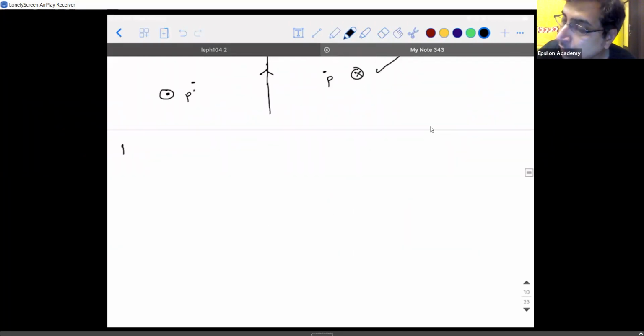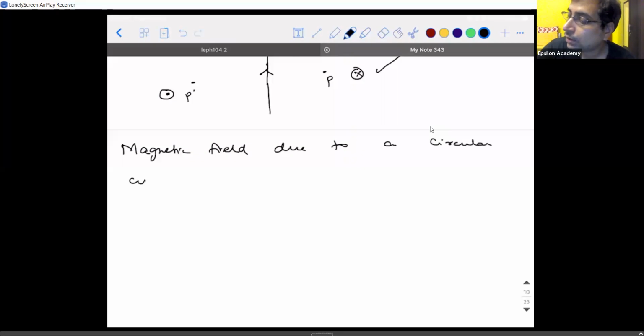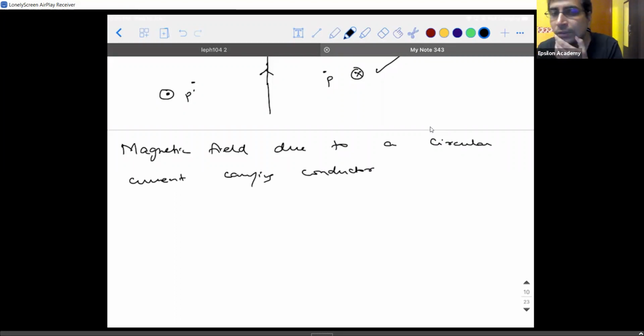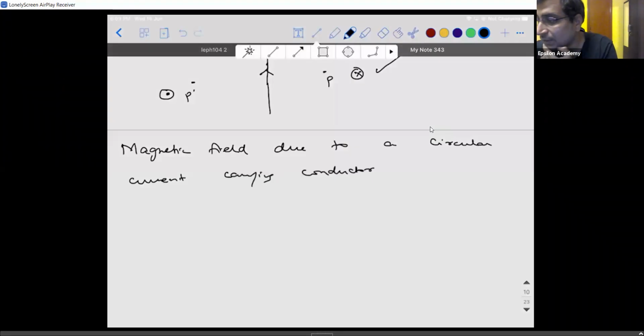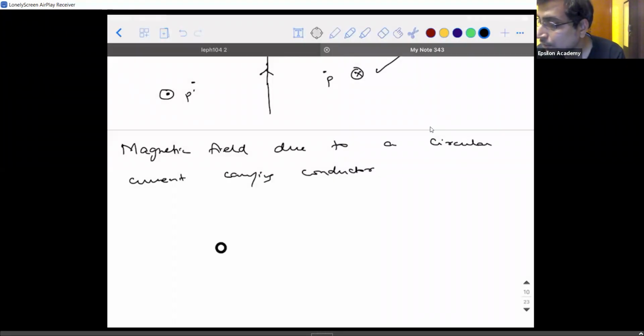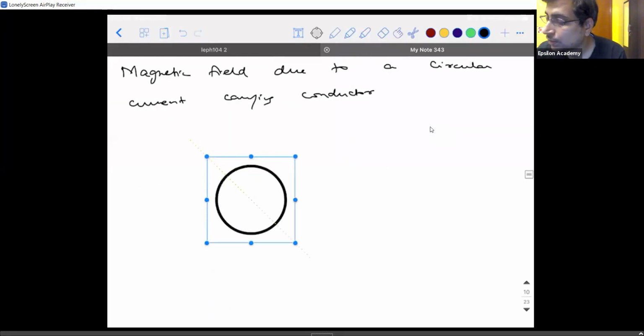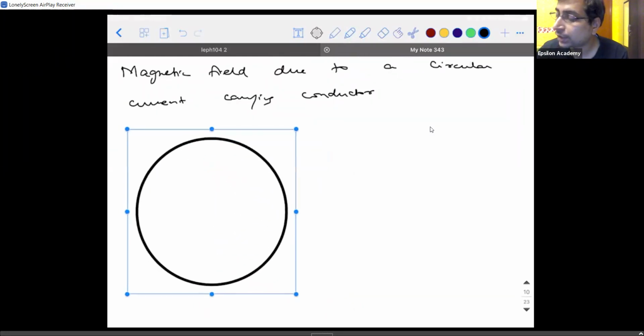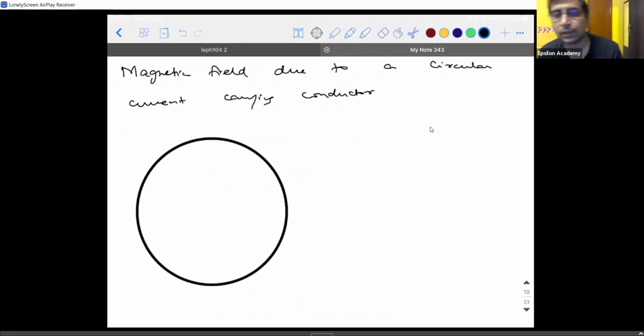Next is magnetic field due to a circular current carrying conductor. Now what happens is you have a circular current carrying conductor, and let's say you have a circular current carrying conductor. We need to find the value of the magnetic field due to the circular current carrying conductor at a distance x from its center on the axis of it.